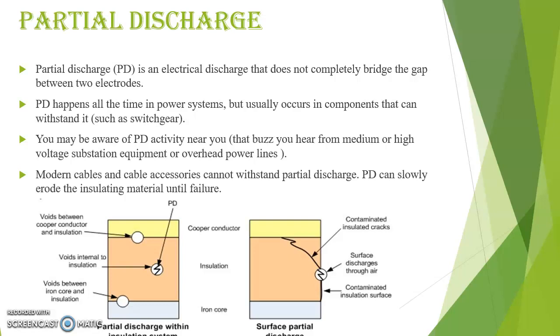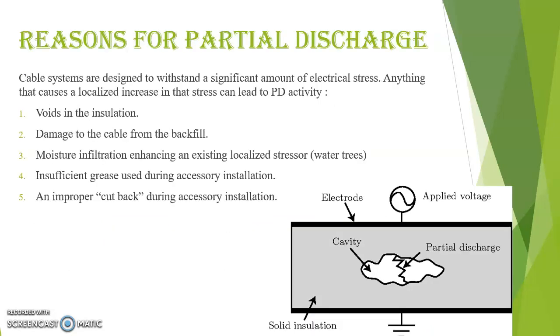The below two diagrams explain partial discharge within the insulating system and surface partial discharge. Moving further, what are the different reasons for partial discharge? Cable systems are designed to withstand a significant amount of electrical stress. Anything that causes a localized increase in that stress can lead to PD activity, such as voids in the insulation, damage to the cable from the backfill, moisture infiltration, enhancing an existing localized stressor that is water trees, insufficient grease used during accessory installation, and improper cutback during accessory installation.